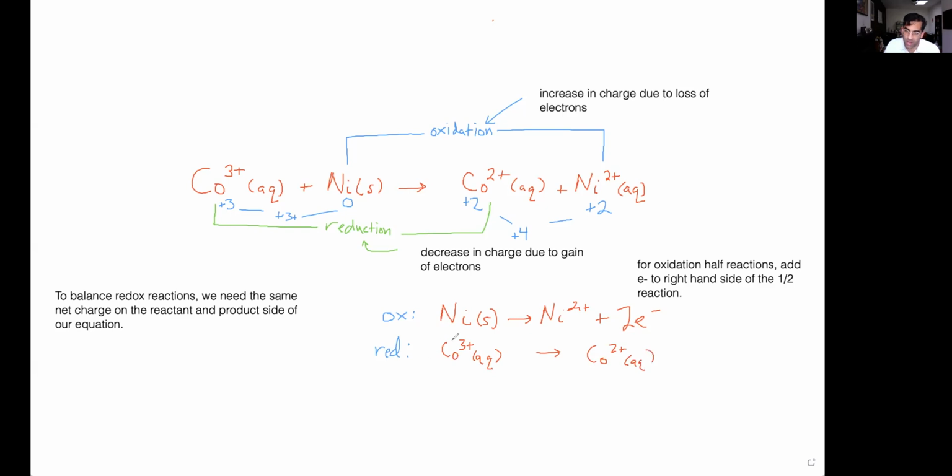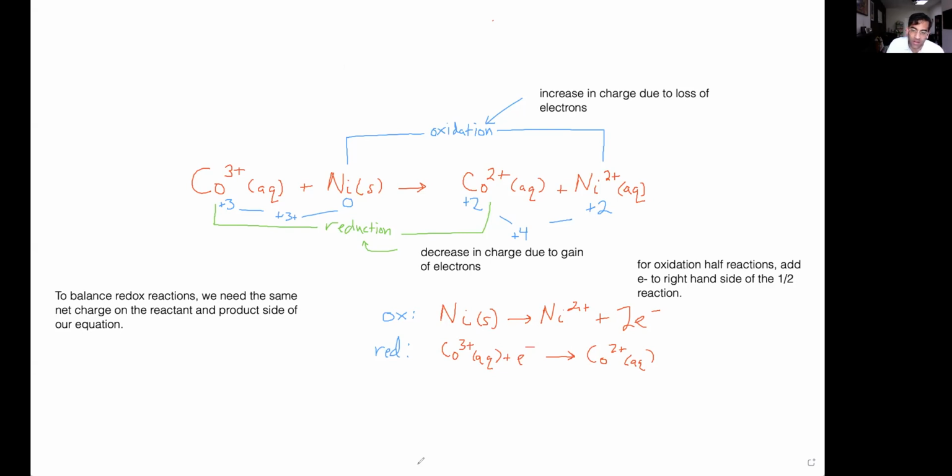For this one, I balance by adding electrons on the left-hand side. So I'm always adding them to the side where the charge is greater. I'm just going to move that arrow over a little bit to make space. And if I have 3 plus on the left-hand side and 2 plus on the right-hand side, I have to add 1 electron over here, okay?